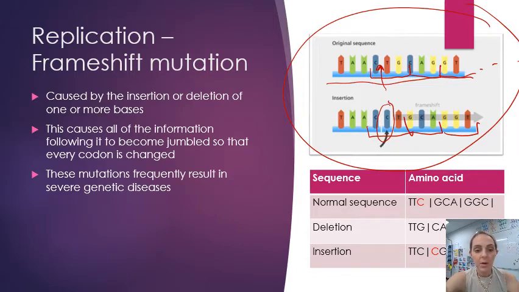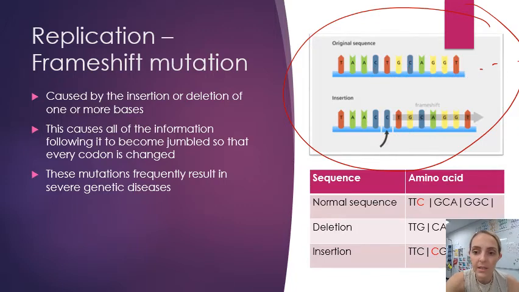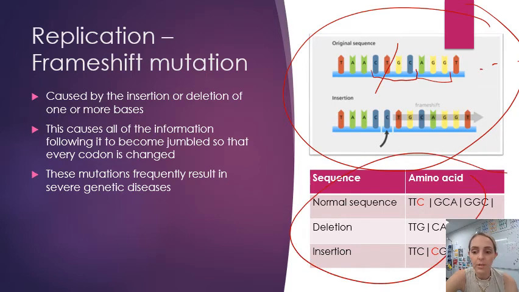It works the same way with the deletion. So if you imagine, if I just get rid of this, if we came back up to our top one here and deleted this T, then instead of CTG, we're going to have CGC, AGG. So it works in the same way. And so these mutations often result in severe genetic diseases because a whole gene can be affected by that. And there's some examples of that in the little table here for you to see.